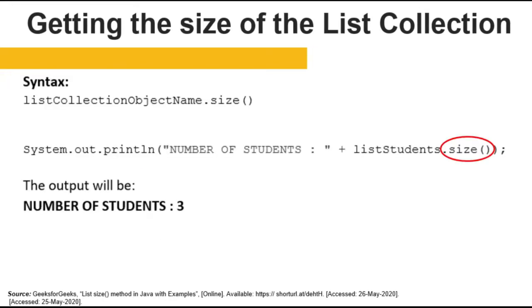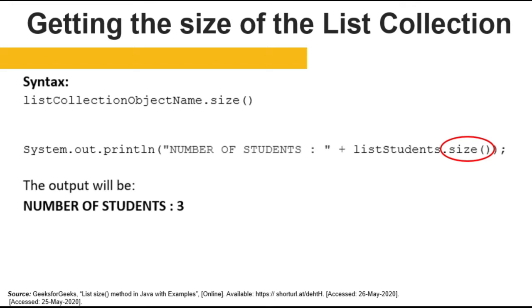Getting the size of the list collection. The size method of list interface in Java is used to get the number of elements in the list. That is, this method returns the count of elements present in this list container. For example, if you want to get and display how many student objects are in the list students collection, the code will be just like as shown in the slide.